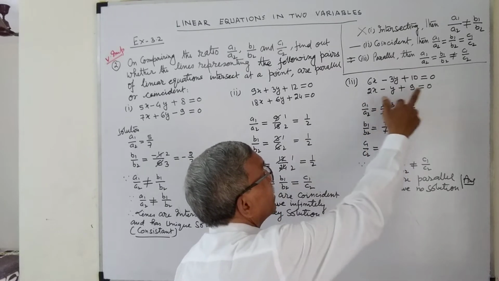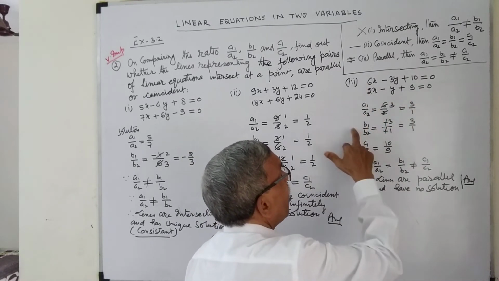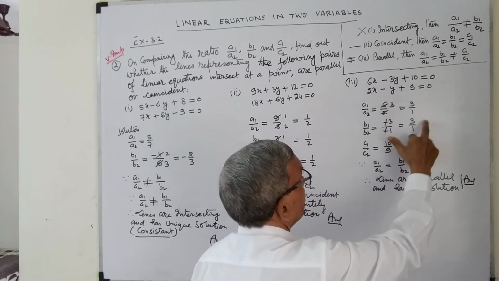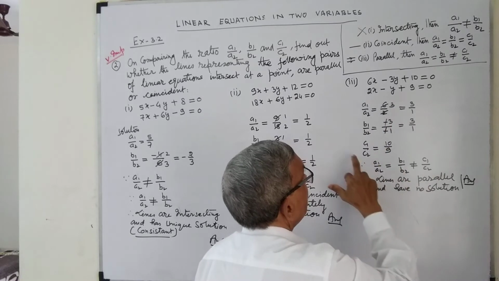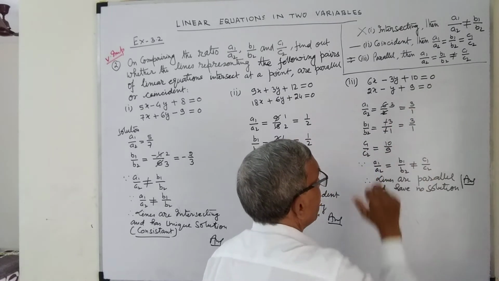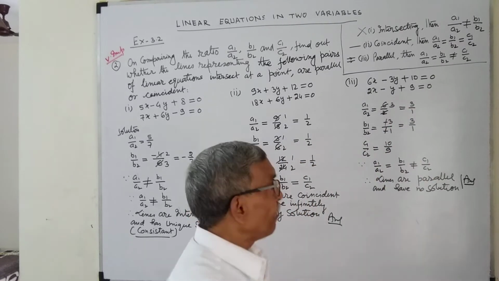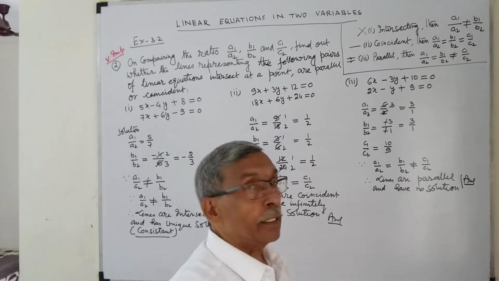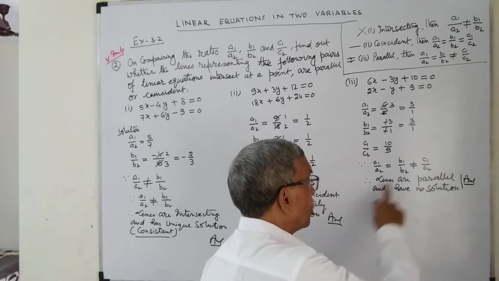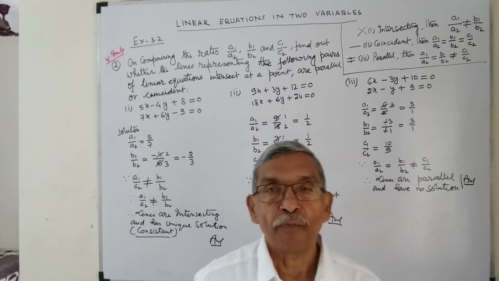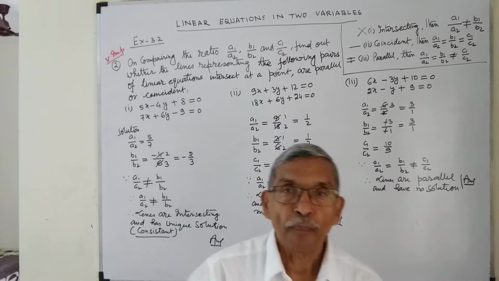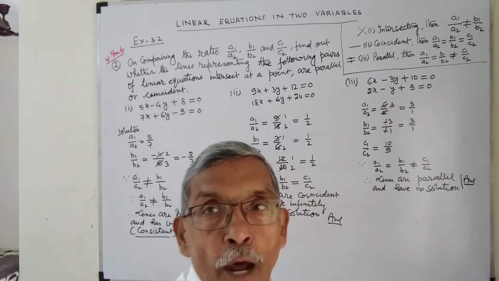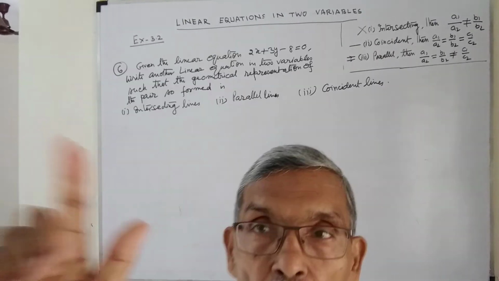Now the third sum. A1 upon A2 is 6 upon 2, B1 upon B2 is minus 3 upon minus 1, which is 3 by 1, and C1 upon C2 is 10 by 9. So what do we observe? A1 upon A2 is equal to B1 upon B2 and is not equal to C1 upon C2. So the lines will be parallel. If the lines are parallel, it has no solution. I hope you got it. Okay, now let us discuss the second sum.